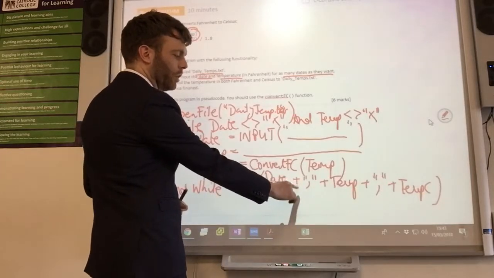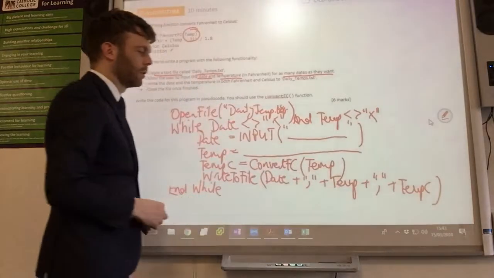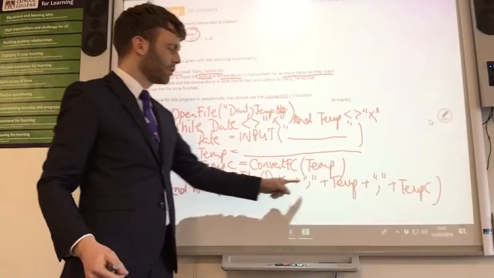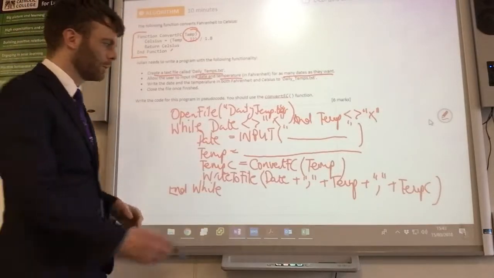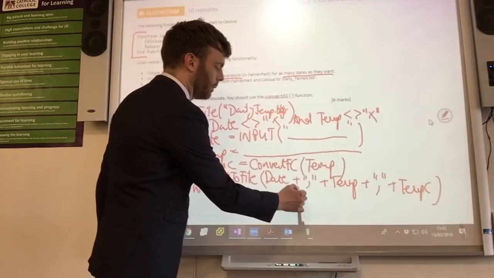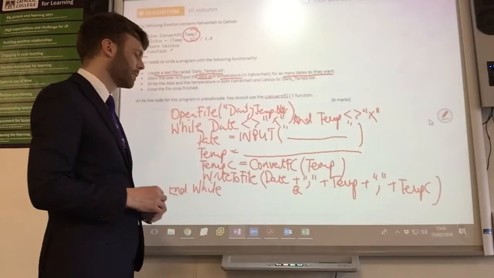So all I've done here is some basic string manipulation that says I want to output date and I want to join onto it a comma and I want to join onto that the next value and so on. Now don't forget, when we join strings together like this, it's called concatenation. And you might have sometimes used the and symbol. I'm just showing you that you can use the and symbol or you can use the plus. Either will be absolutely fine.